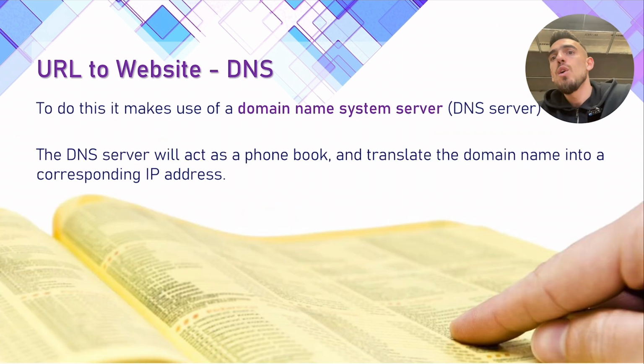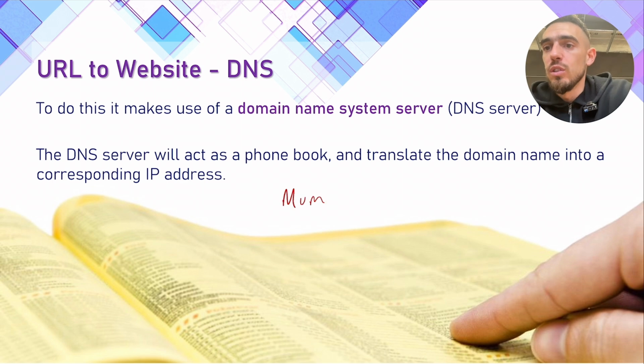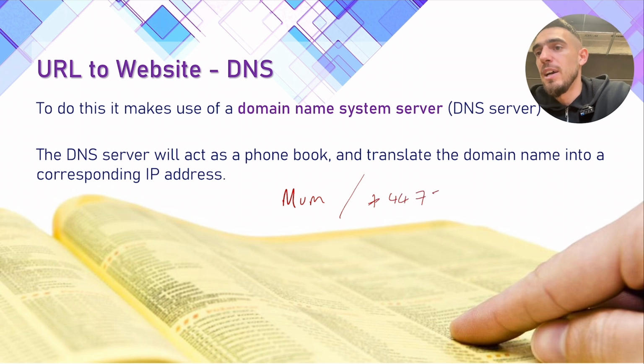What we have is a domain name system, okay, or DNS server. This is essentially just a giant phone book. It's got all the contacts of all the websites that we go on, okay, and it translates these domain names, these websites, into an IP address. So it's like having your mum's telephone number saved as, I'll use the UK number. This isn't my mum's number, don't worry. But it's the same as that.